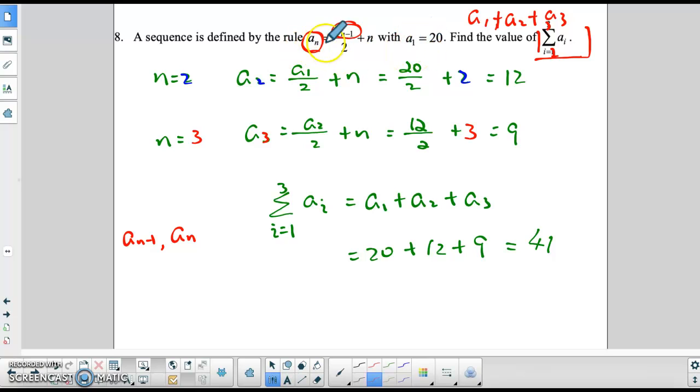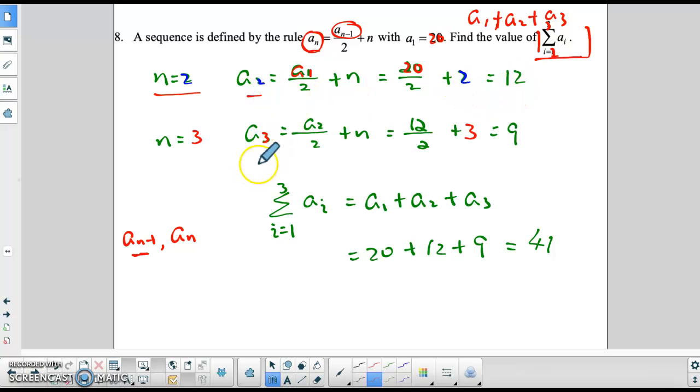a_1 is given. We can use this formula. This formula is telling us a_2 equals the previous term, which is a_1, divided by 2 plus n. In this case, n equals 2. Look at the blue one, n equals 2, right? You substitute n with 2, and you substitute a_1 with 20, because a_1 is 20. And you do the computation, 20 divided by 2 is 10, and then add 2, that gives you 12.